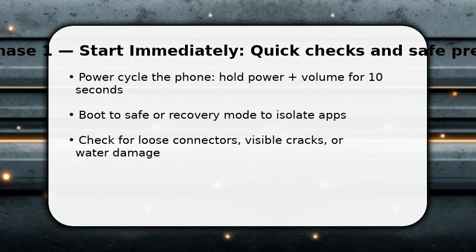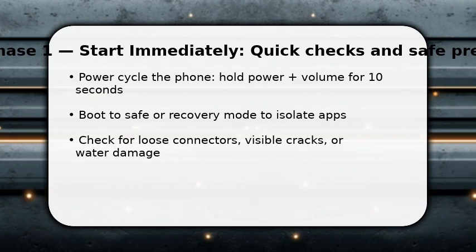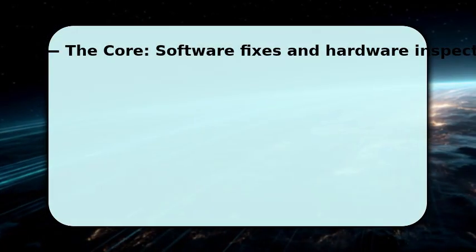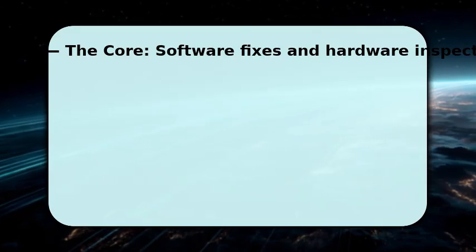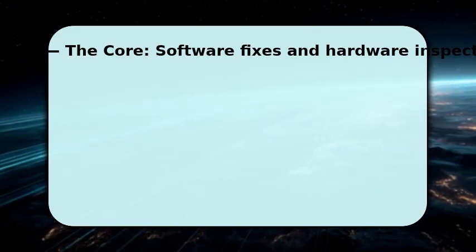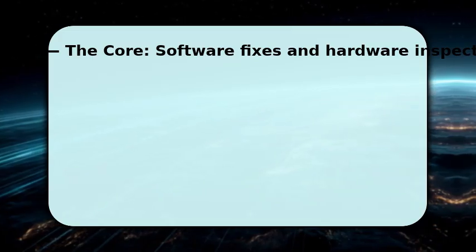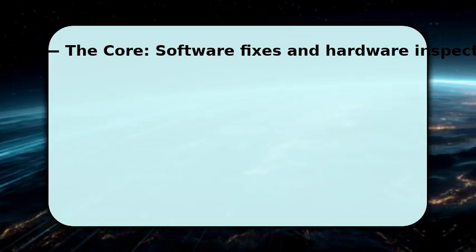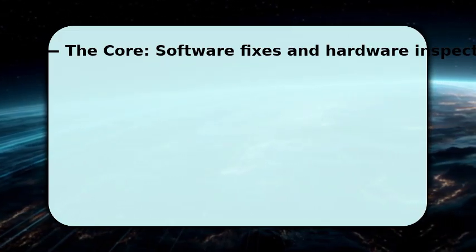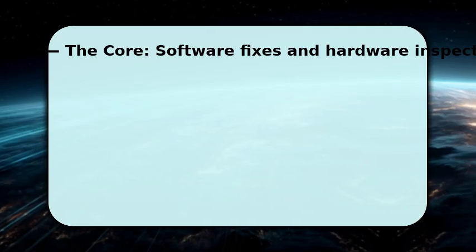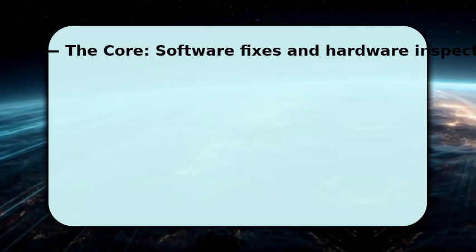Now you tackle the core fixes. Update the operating system and any display drivers. Patching often resolves timing bugs. Then disable auto brightness and test at full brightness to see if PWM dimming is the issue. If flicker persists, drain the battery to under 20% and try again. Some displays behave differently at low charge.